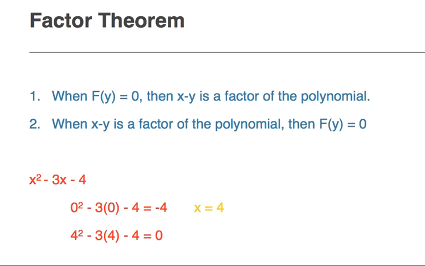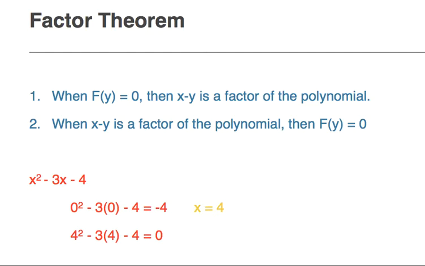We use factor theorem to find a single factor in a polynomial expression with minimal effort. Now, in factor theorem, there are two parts to it, but they are very similar. In fact, they're opposites of each other. The first one being when f of y equals 0, then x minus y is a factor of the polynomial, which means that if you sub in 0 for every x value, then your remainder x minus y will be a factor of the polynomial.